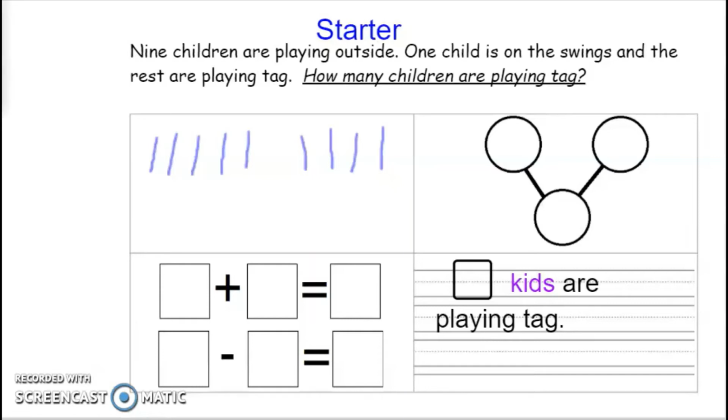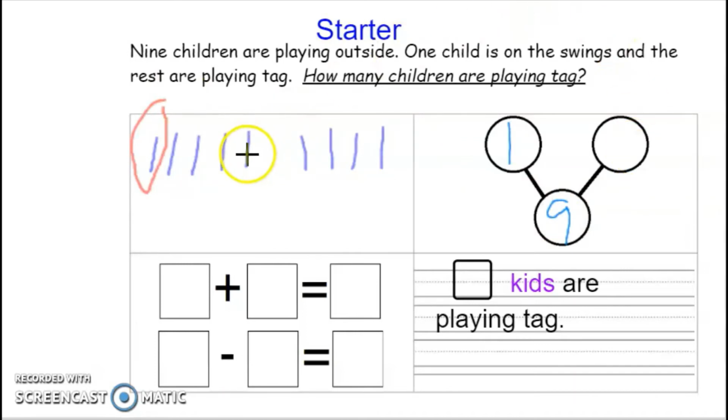Great. Now that I know that there are 9 children outside, we also know that 1 child is on the swings. So I'm going to go ahead and circle 1 to represent the 1 kid that's on the swing. Let's go ahead and fill in our number bond based on what we already know. I know that there were 9 children playing outside, and that's my whole or my total. I also know that there was 1 child on the swings, so I'm going to go ahead and fill in my part with 1. Now I still have a missing part, and that part is going to tell me how many kids were playing tag.